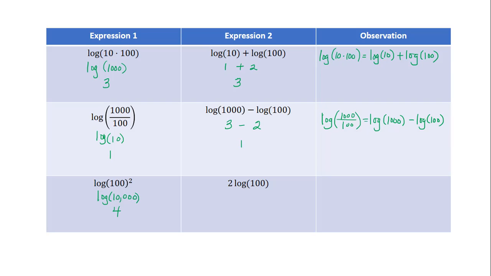And then what if I compare it to 2 times the log of 100? Well, this would be 2 times the log of 100, which is the exponent of 10 that gives me 100, which is 2. And 2 times 2 is 4. So I can see that the log of 100 squared is equivalent to 2 times the log of 100.